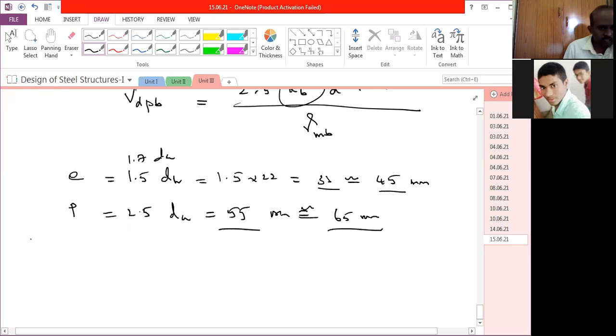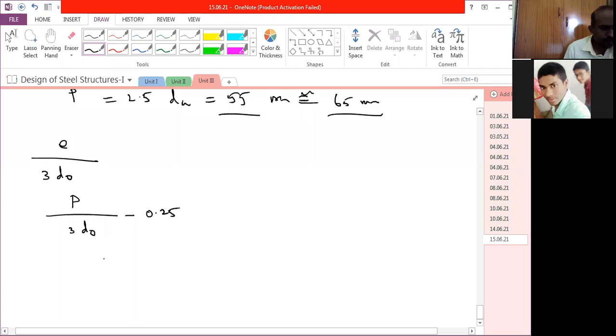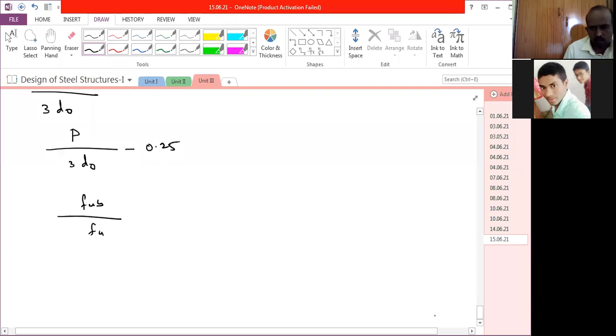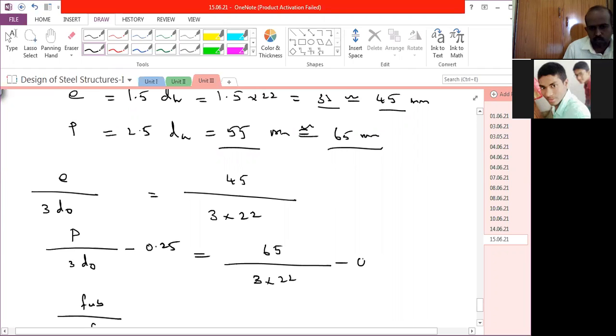Now the 4 conditions you know: e divided by 3 d naught, okay, that is the first one. And the second one is p divided by 3 d naught minus 0.25. This is the second condition. The third condition we know is fub divided by fu. And the fourth one is 1, and the minimum value will become the kb value. So e divided by 3 d naught: 45 divided by 3 into 22. P divided by 3 d naught minus 0.25: 65 divided by 3 into 22 minus 0.25.